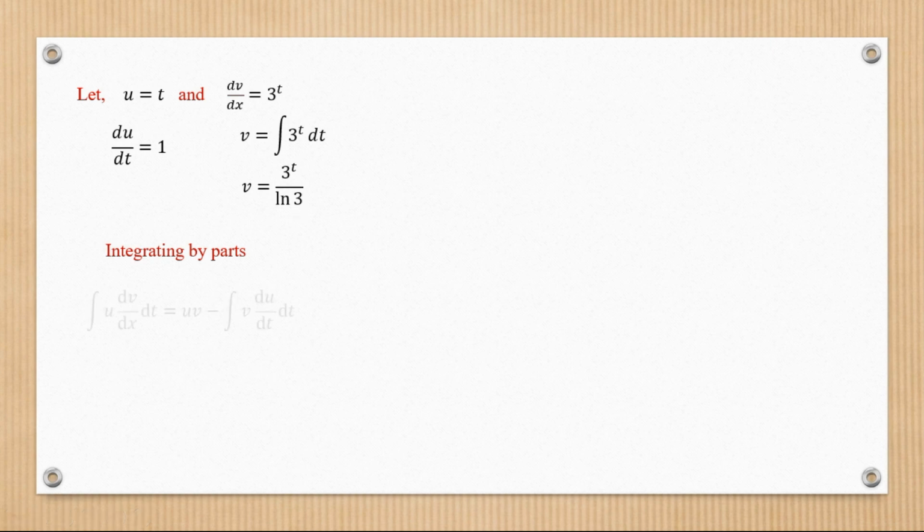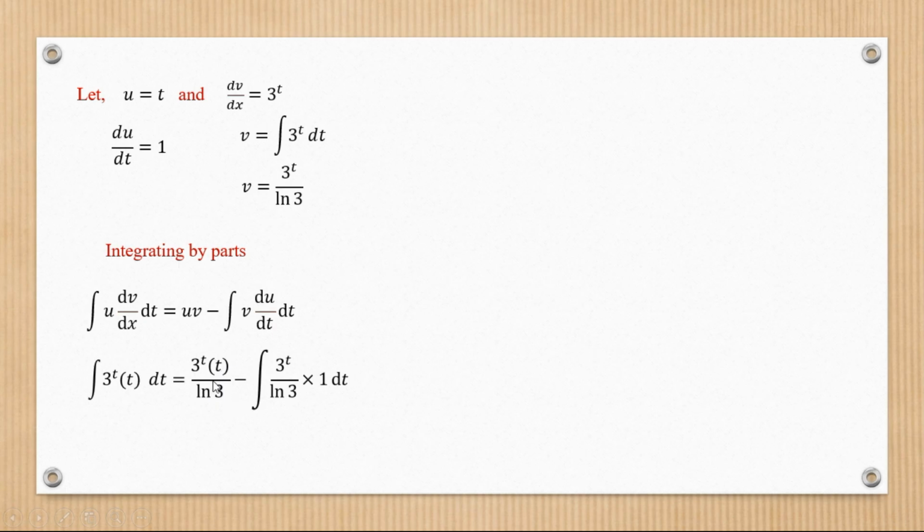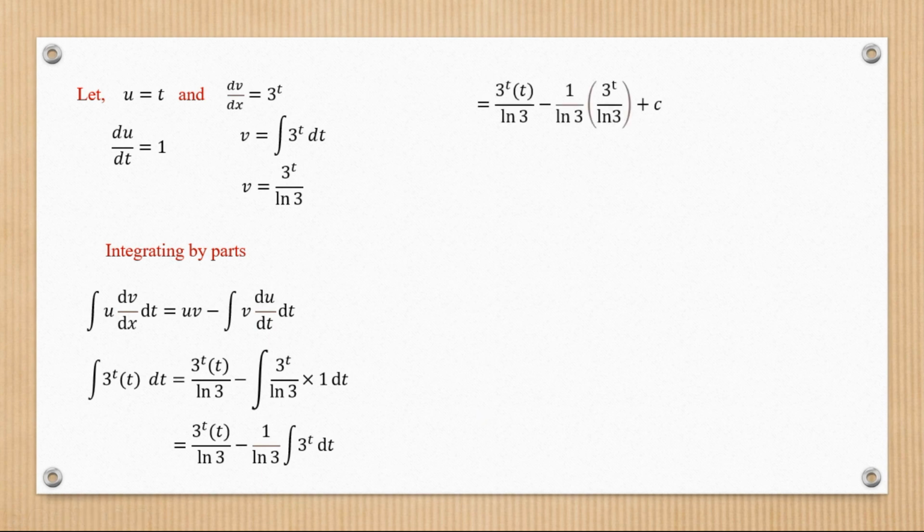So now, integrating by parts, this is the formula. We're going to substitute in the values, and we'll have 3 to the power t times t over ln 3, because we're multiplying the u and the v, minus the integral of v, which is 3 to the power t over ln 3, times 1, since du/dt is 1, dt. Then this is what we end up having. I can pull out 1 over ln 3, because that is a constant, leaving the integral of 3 to the power t dt. Now the integral of 3 to the power t shall be equal to 3 to the power t over ln 3, plus c, because we've actually integrated this side.